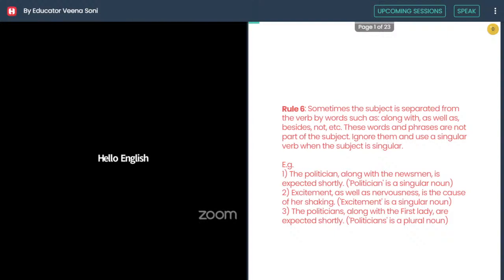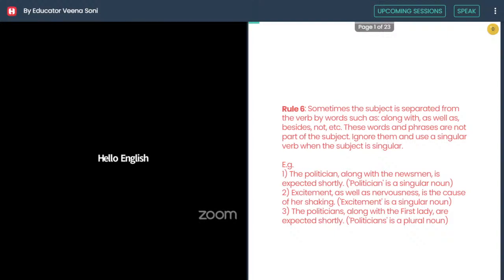Politician एक की बात हो रहा है, इसीलिए यहाँ पे along with the newsman के बाद is आया है. Excitement as well as nervousness is the cause of her shaking. Excitement is again taken as a singular noun, but as well as nervousness subject में नहीं आता है. So again you see, excitement के बाद अब ये writing aspect को भी समझ लीजिए.